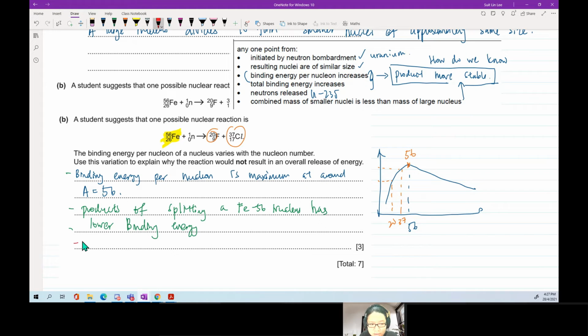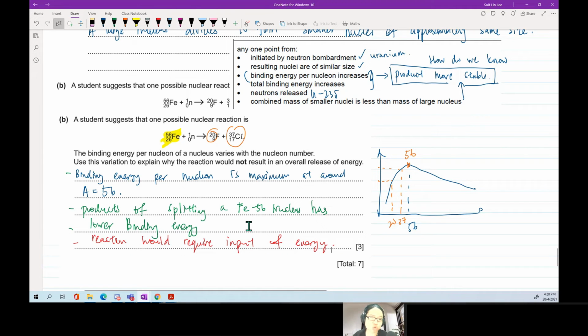The stability is less, okay? So the reaction would require input of energy. Naturally, it will not occur. Of course, if you go and disturb the iron and you heat up the iron, then it can happen. Sure, give it energy. Naturally, it won't happen. It doesn't happen easily, and it won't release energy.